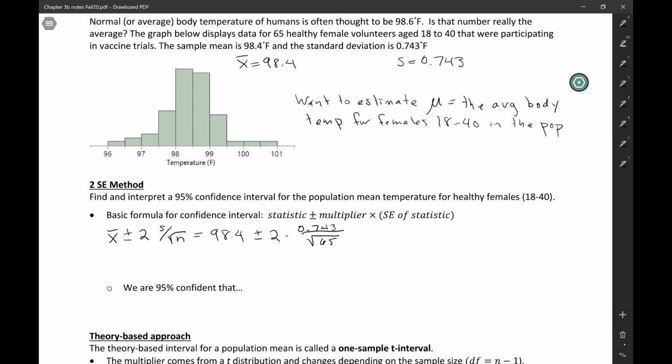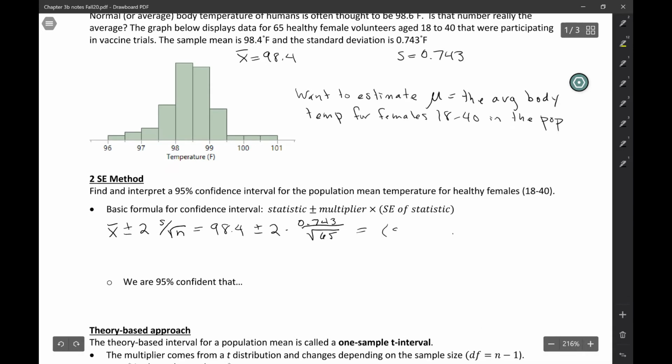Okay, so putting all of this together, we get a range of 98.216 up to 98.584. So what we've done here is we've started off with our sample statistic, x bar, and we added and subtracted the margin of error. So two standard errors together, that makes the margin of error. And then what we ended up with on this end is the range of plausible values for mu. So basically we're saying that we think that the population mean could be anywhere between these values.